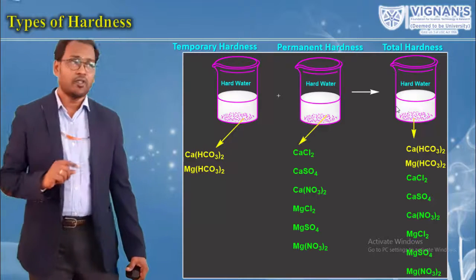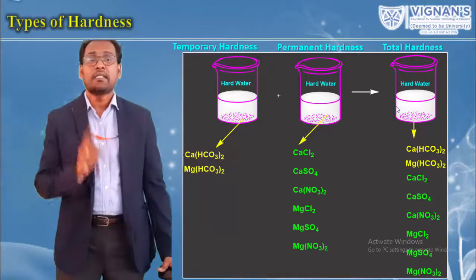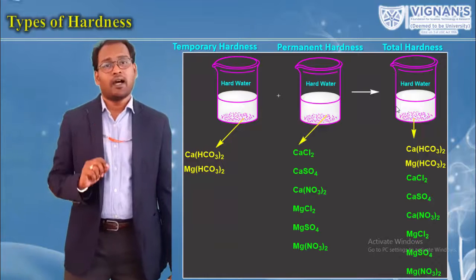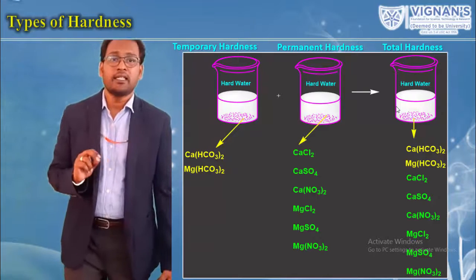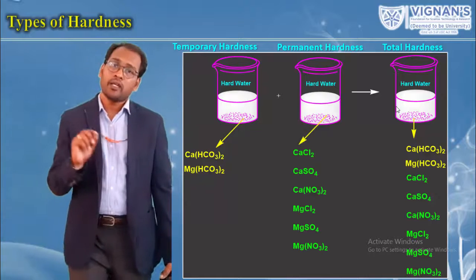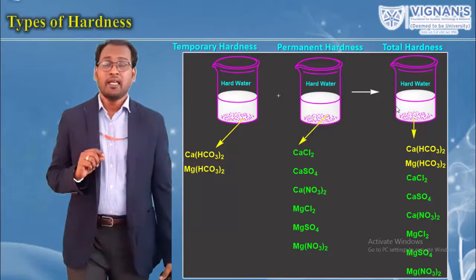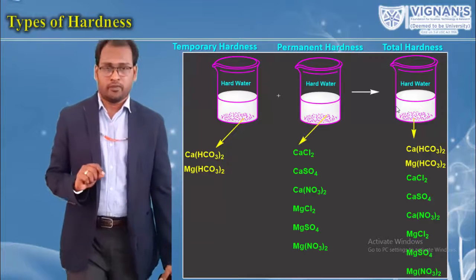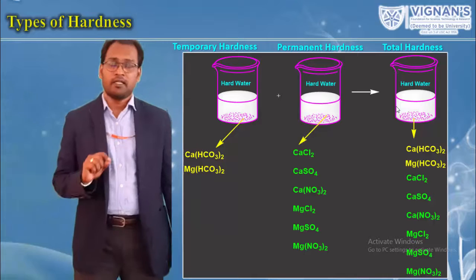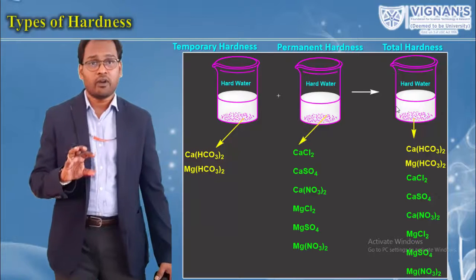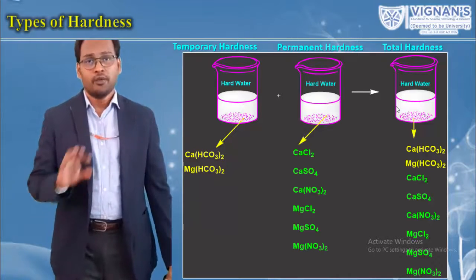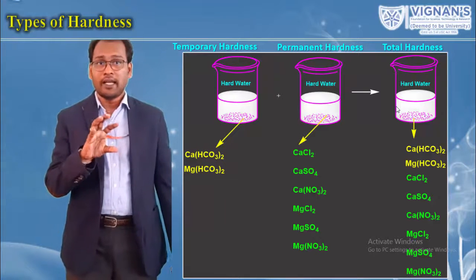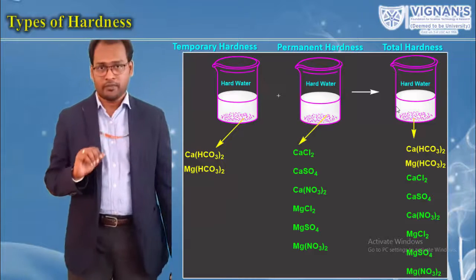Right? So there are two types of hardness. One is temporary hardness and the other one is permanent hardness. Why is it called temporary hardness? Because the hardness caused by those salts can be easily removed. That's why it is temporary. It cannot stay for a longer time. It can be easily removed by some process. So those salts are called temporary hardness causing salts.